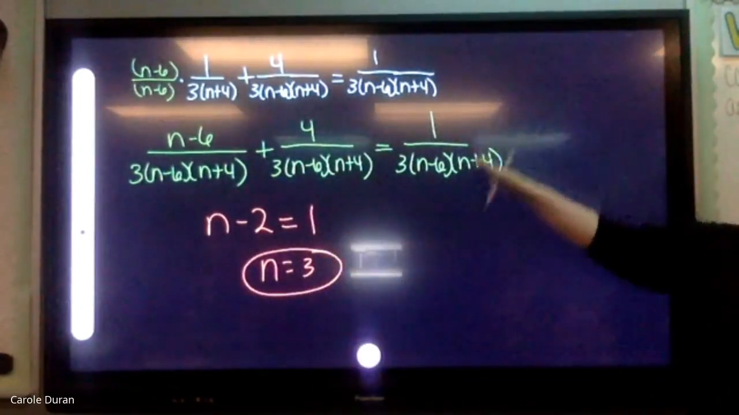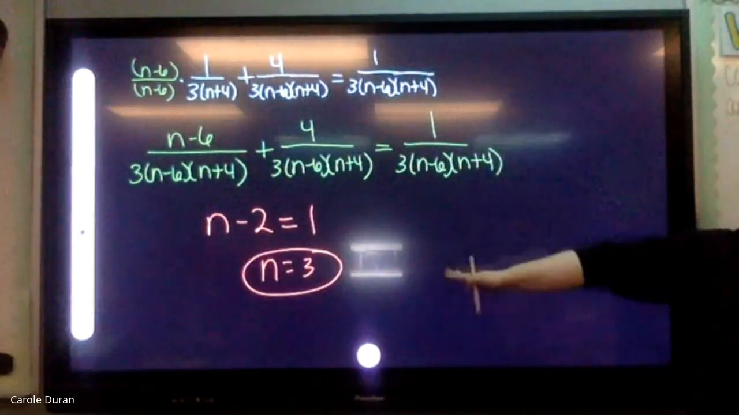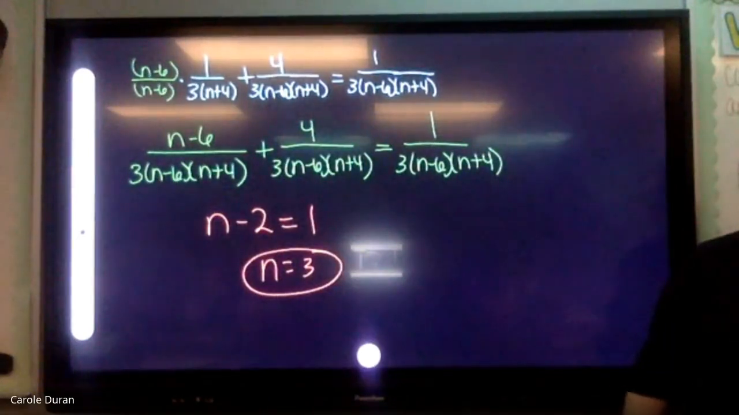This is as complicated as it gets. This is the worst of it, having those wonderful quadratics in there.